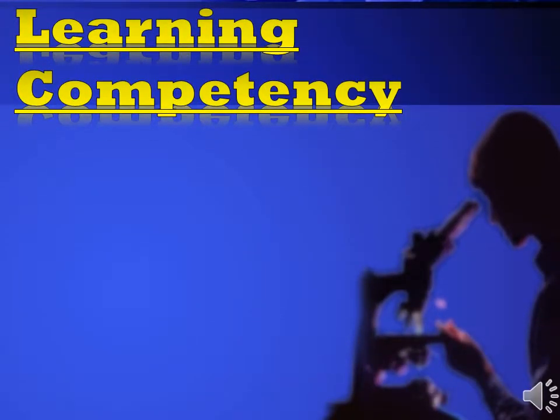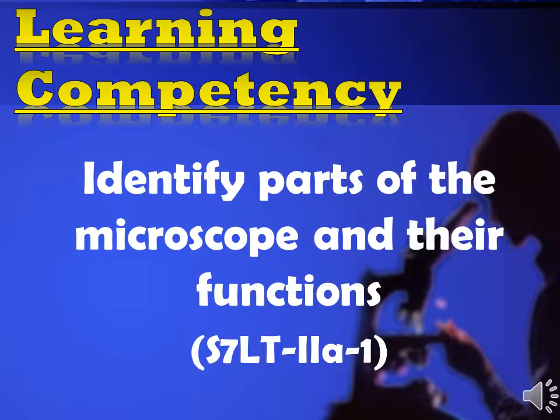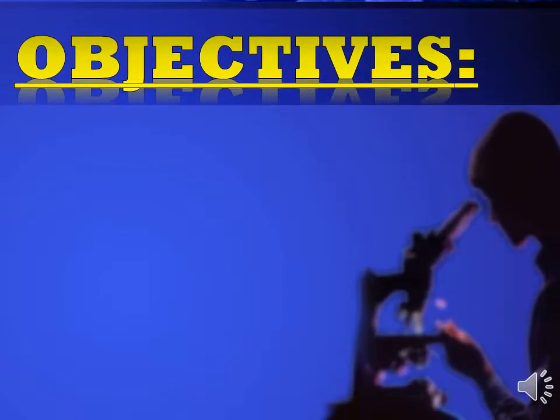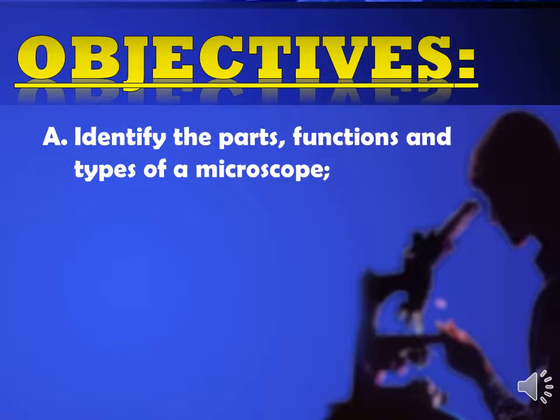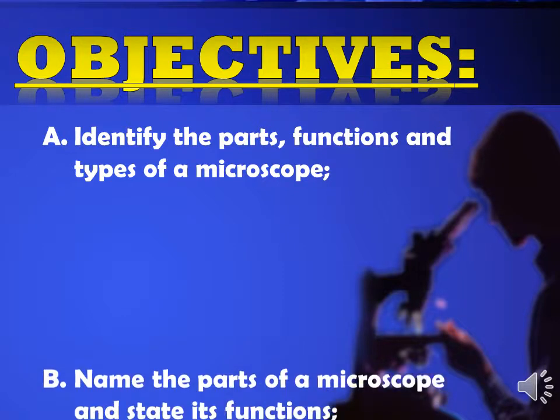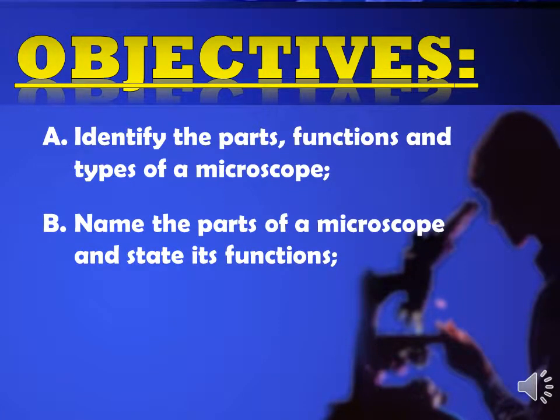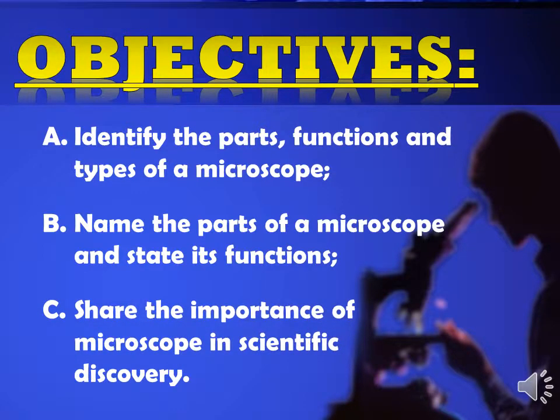Before we discuss the lesson, let me share with you the learning competency of this topic, which is to identify parts of the microscope and their functions. At the end of the lesson we will be able to learn the following learning objectives. A. Identify the parts, functions and types of a microscope. B. Name the parts of a microscope and state its functions. C. Share the importance of microscope in scientific discovery.